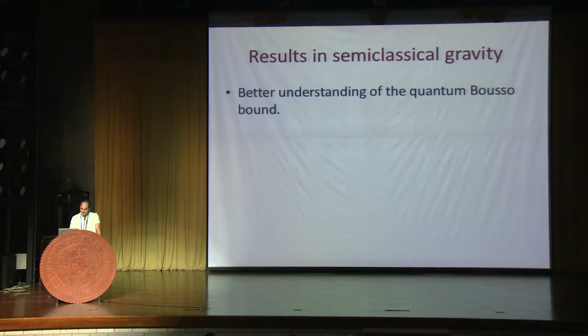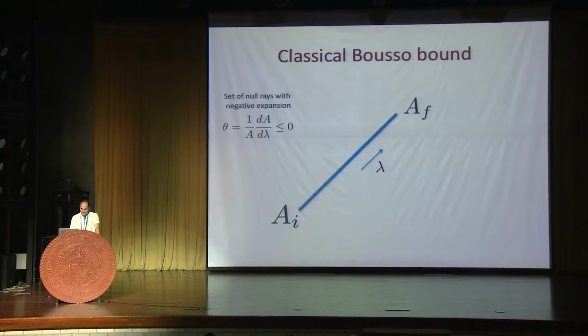Now, another set of results involves understanding better the quantum Bousso bound. Before I discuss the quantum Bousso bound, I'll discuss the classical Bousso bound. We consider a bunch of null rays with a negative expansion. So we have some null rays that span some transverse area. As we follow the null rays, this area can either increase or decrease. And we consider configurations where the area is decreasing, so where the expansion is negative.